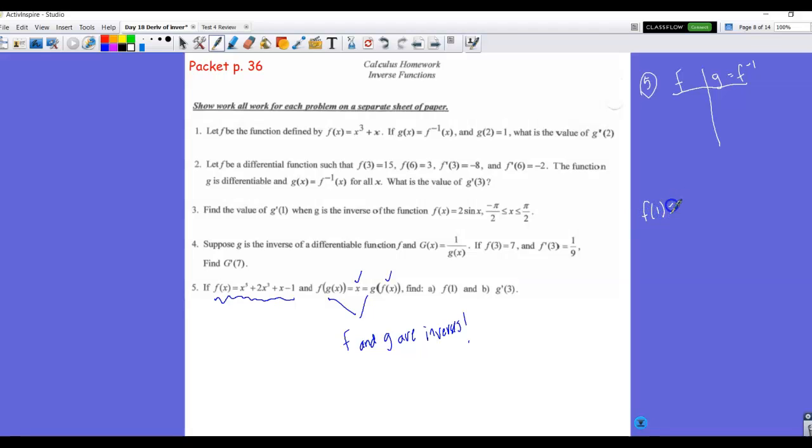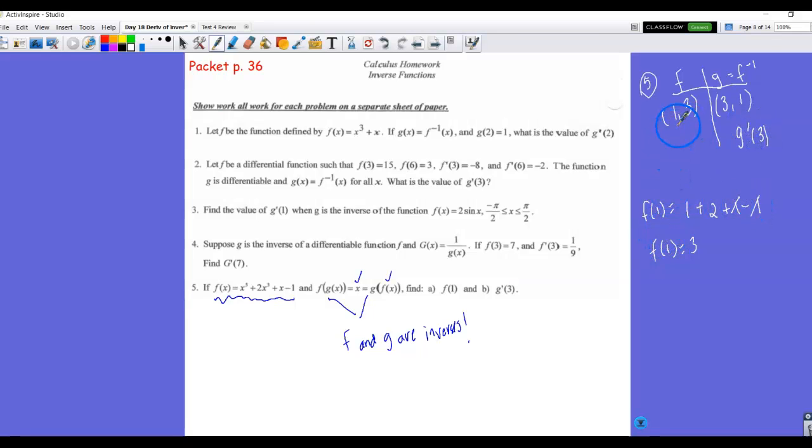F of 1 is equal to 1 to the 5th power, which is 1, plus 2 times 1 to the 3rd power, which is 2, plus 1 minus 1, just substituting into f of x. So 1, knock out 1, 1 plus 2 is 3, so f of 1 is 3, so I can put that here. And on the inverse, the partner point would be 3, 1. The x's and y's switch places. And then they asked me to find g prime of 3.